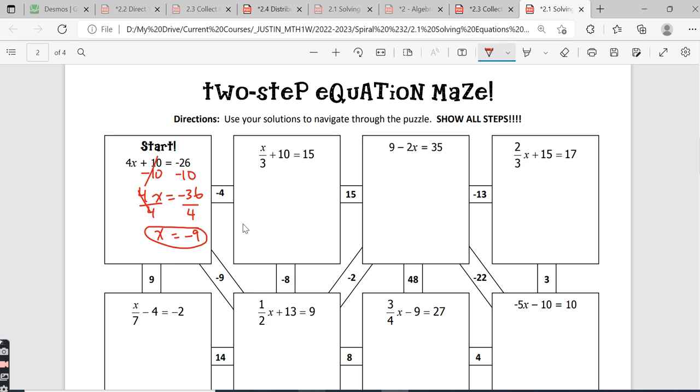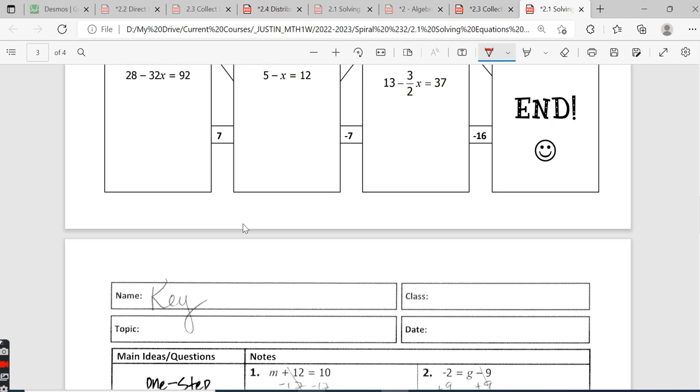So now, starting here, is it 9, negative 4, or negative 9? Well, I found negative 9, which means follow that, and that's the next question you solve, and so forth, okay? Obviously, your job is to get to the end.